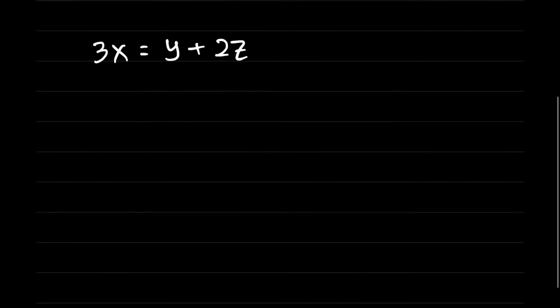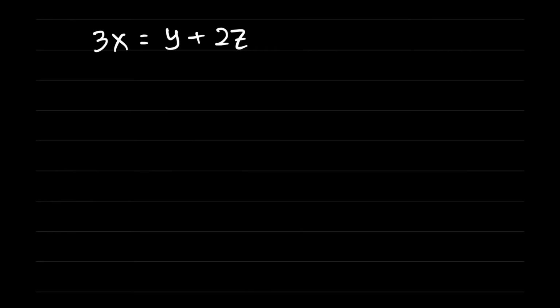The next thing we have to remove from the right hand side is this y. And we can do that by subtracting y from both sides. On the left hand side, we have 3x minus y. And on the right hand side, since you have y plus 2z minus y, over here we have a plus y minus y, so they cancel each other out. We are left with 2z.